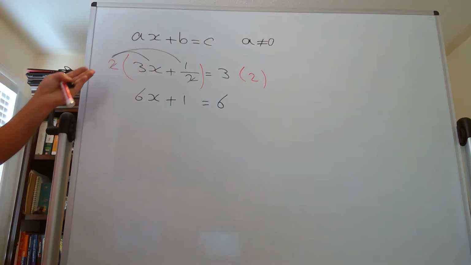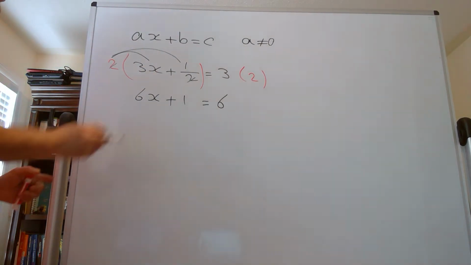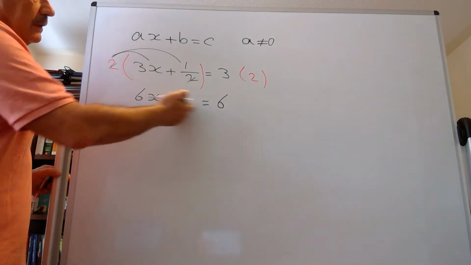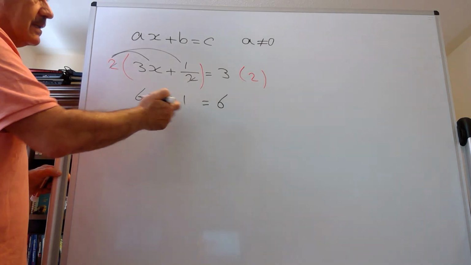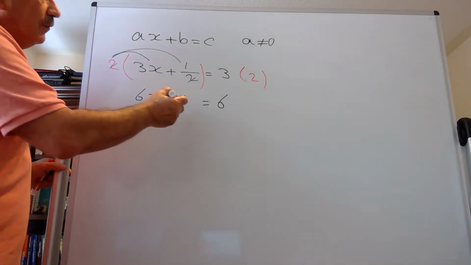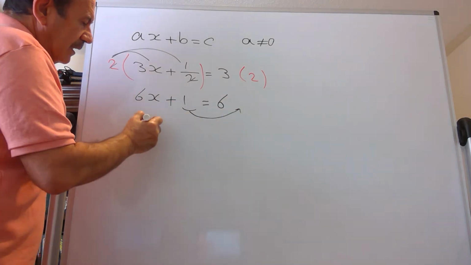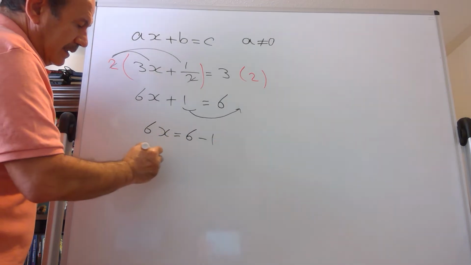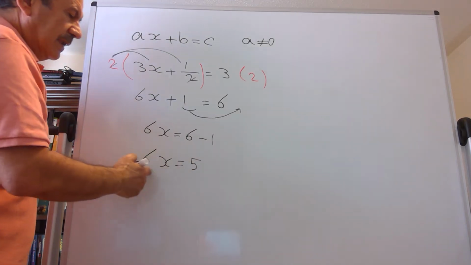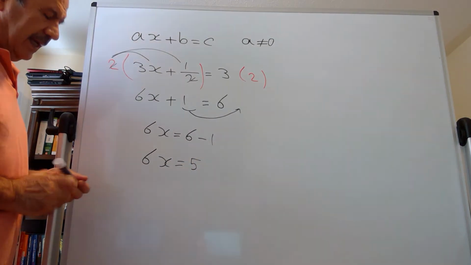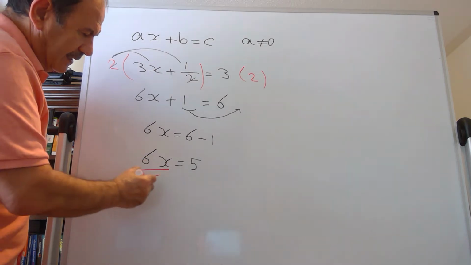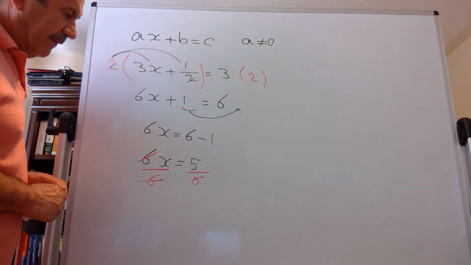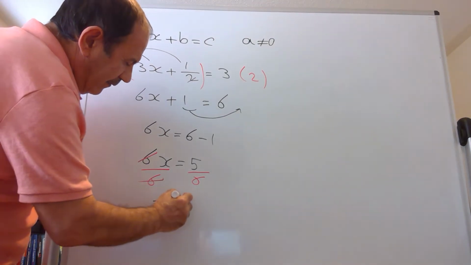Now instead of having a fraction involved in the linear equation, we have only constant numbers without fractions. Just follow the general rule. Move this one from left to right, which gives 6x is equal to 6 minus 1, and 6x is going to be 5. Now divide both sides by the coefficient of x, which is 6. Then these two 6s cancel each other. On this side we have x, and the other side is 5 over 6.